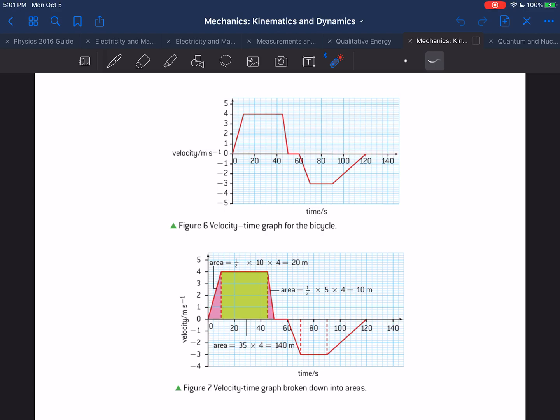So I would recommend you go ahead and calculate the acceleration for each region of time, as well as the distance and displacement for each time interval as well.